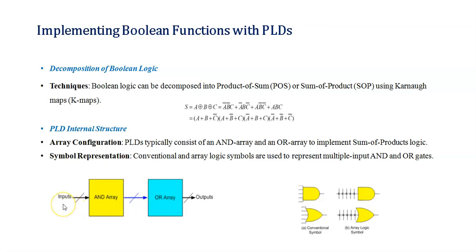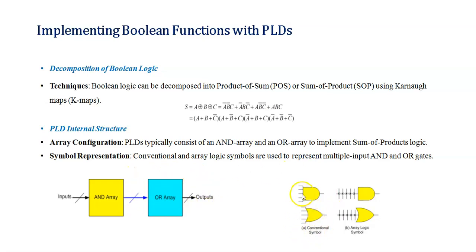So here you are able to see the input is given to the AND array. Array means the number of AND gates over there. Inputs are more to the AND gate. Again there is an array of OR gates, and ultimately you will be getting the output, that is the sum of the products. So the products are getting summed over here.